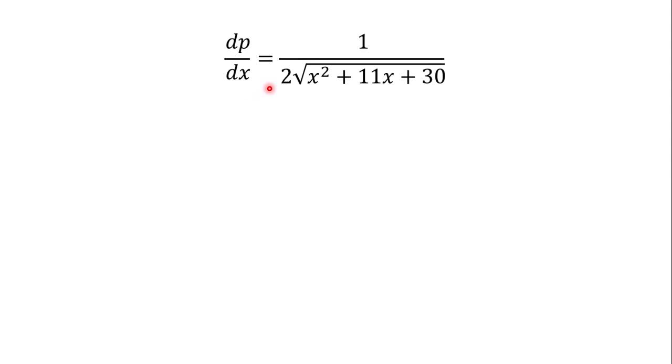So dp over dx equals 1 over 2 times square root of x squared plus 11x plus 30. Now this is the answer to the natural log part. I said for the main answers we are not going to rationalize them. The other part you rationalize just to eliminate others, so I'm not going to rationalize this one. Now that we have gotten our answers for both of them, let's put them together.